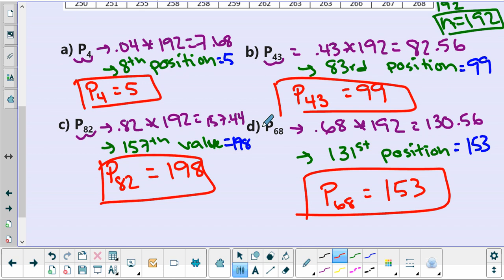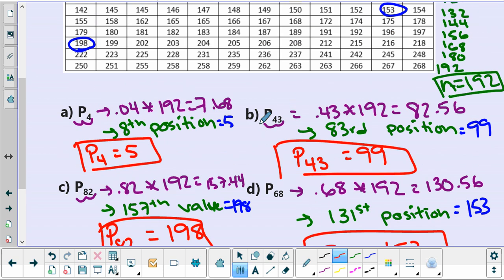All right, so hopefully that gives you a little bit of a picture of what we're doing here: finding percentiles using the N and the percentile as a decimal to get your position in the table, then finding that position in the table, which marks the data value you want.